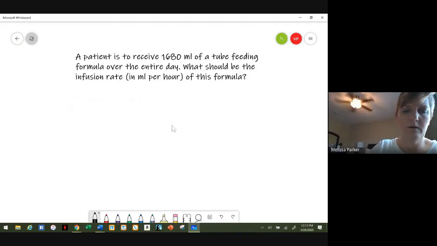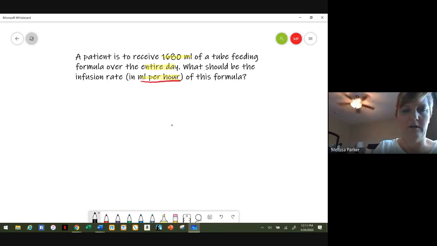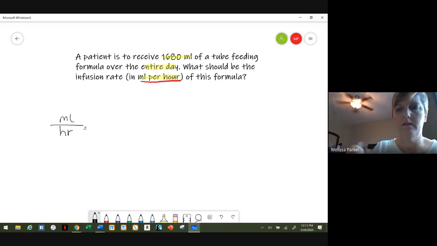Okay, so now we have a patient that's going to receive 1,680 mLs of tube feeding over the entire day. What should be the infusion rate in mLs per hour? So it's already telling us what we're solving for. We're solving for mLs per hour. This right here is the same as saying 1,680 mLs per day.